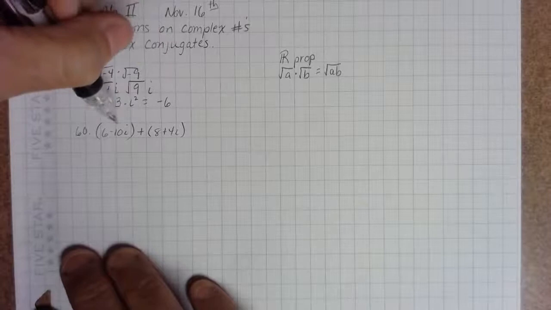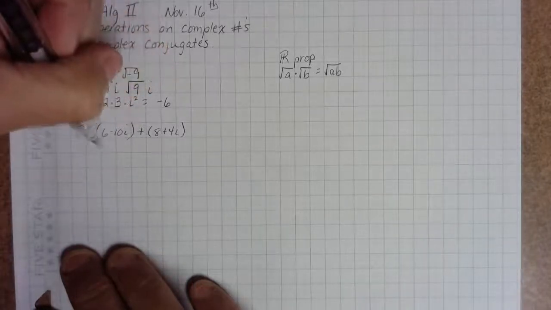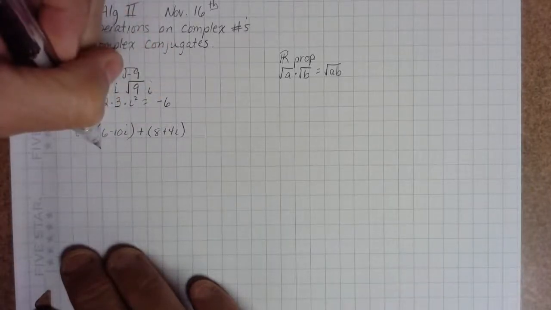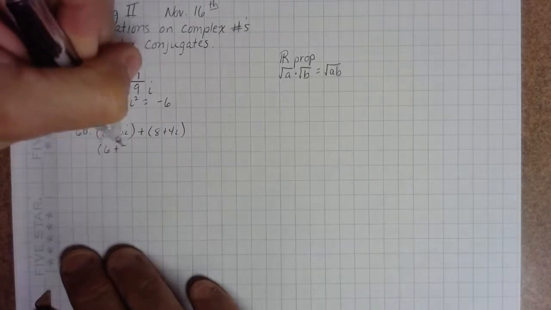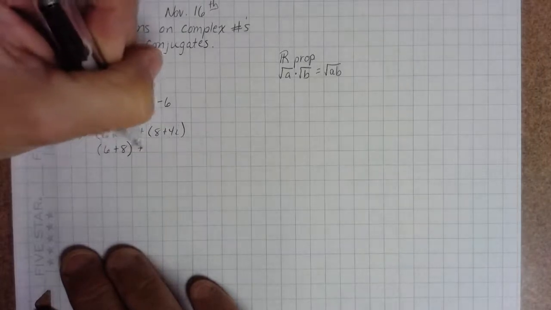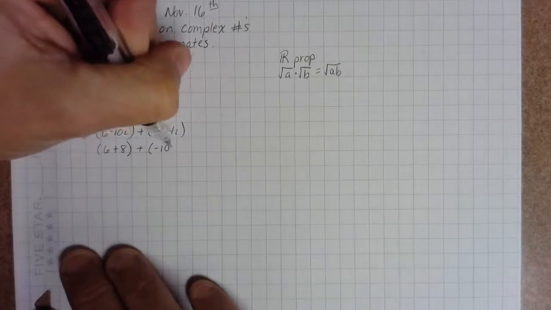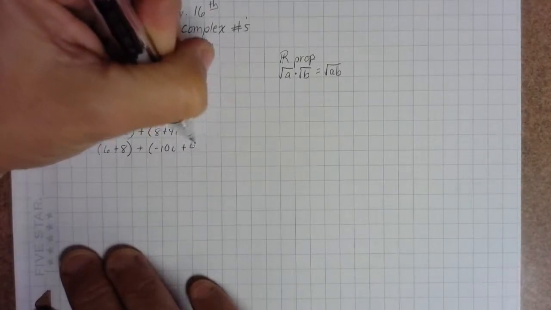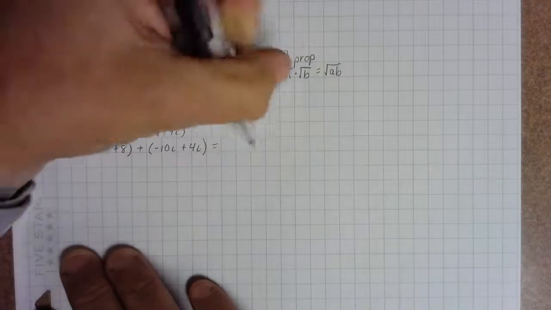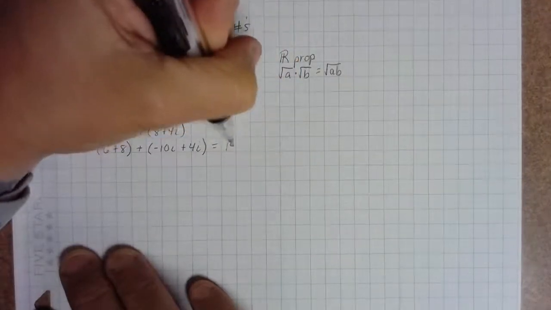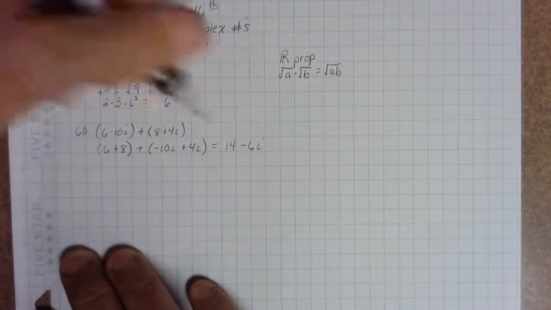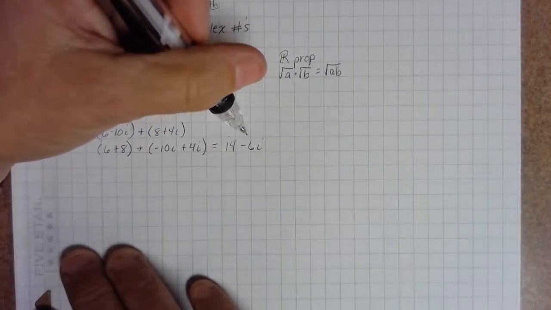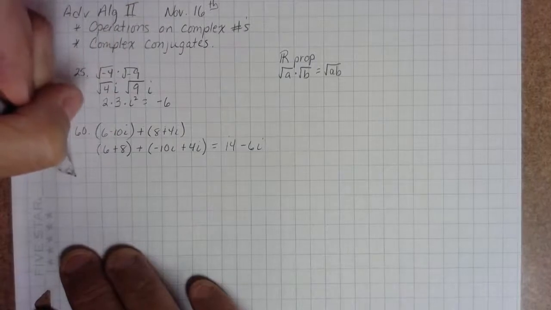So basically, the real parts get added with the real parts, and the imaginary parts get added with the imaginary parts. So I wouldn't write this down, but what you've got here is 6 plus 8, and then you've also got a -10i plus a 4i, and that's the way you treat it. You can do that in your head. You've got 14 minus 6i, and you're done. And do put it in that order. Put your real part first, then put your imaginary part of your complex number.